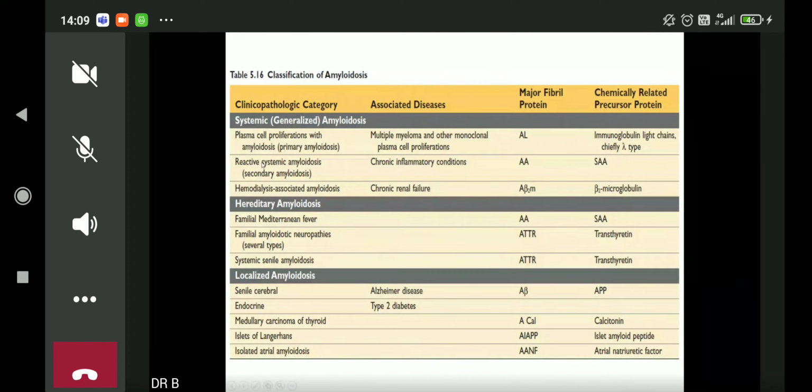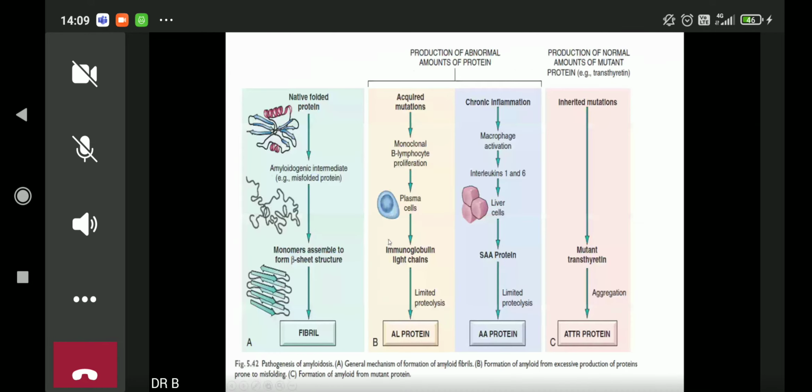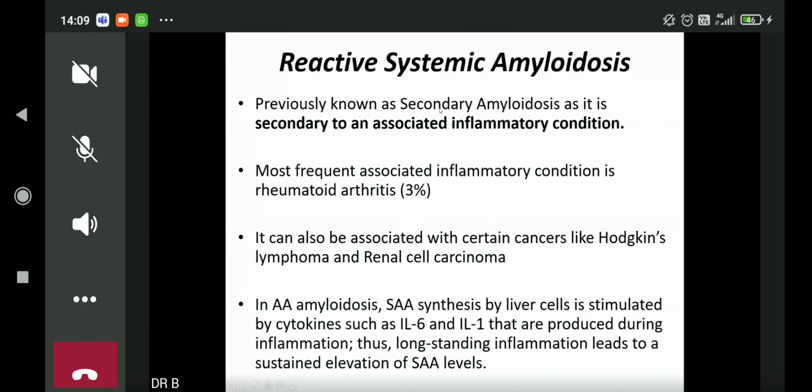Then comes the second type of the systemic one, which is the reactive or secondary amyloidosis. Now, what happens in reactive or secondary amyloidosis? This is associated with an inflammatory condition. Most commonly it is associated with rheumatoid arthritis. So if you see a patient of rheumatoid arthritis in the clinic, you must think to investigate these patients for deposition of amyloid. Certain cancers like Hodgkin's lymphoma and renal cell carcinoma also lead to formation of amyloid.